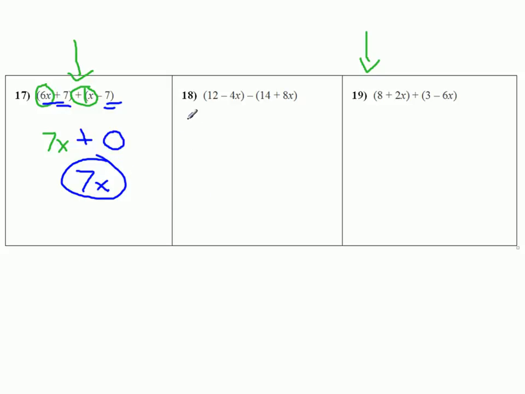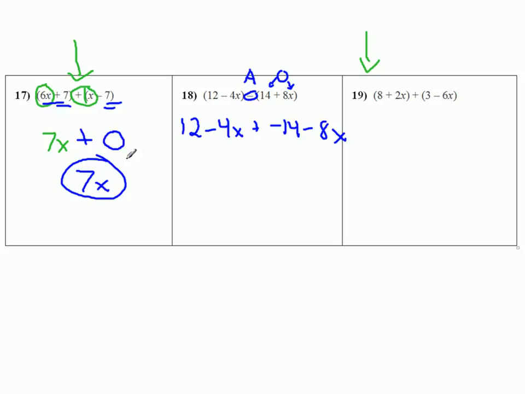What makes 18 a little more complicated is that sign right there. Just like we did with plain old integers, I am going to have to add the opposite. But remember, I have to opposite everything in the second term. So I'm going to rewrite this: 12 minus 4x plus negative 14 minus 8x. Again, do not do double signs where it says 8x. It should not say minus negative 8x. It should just say minus 8x.